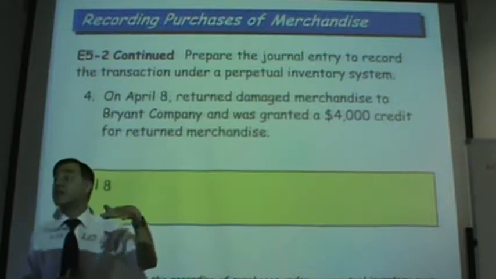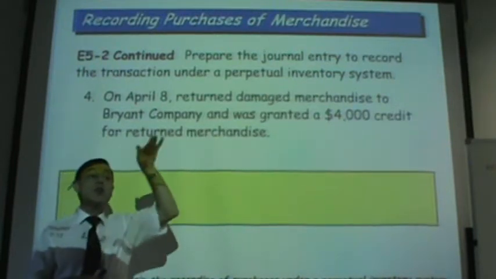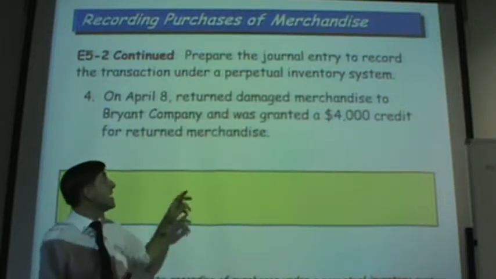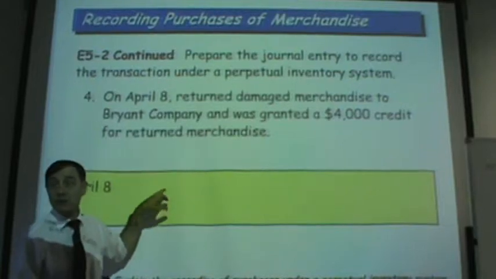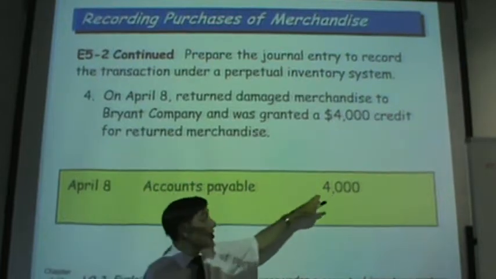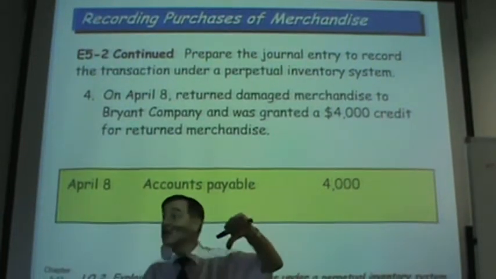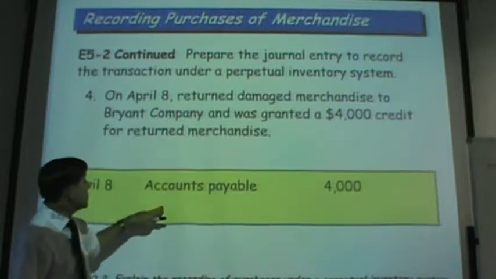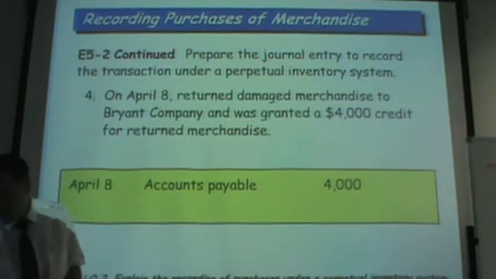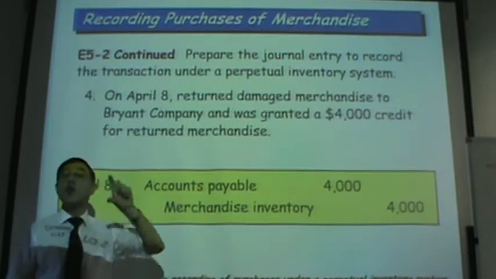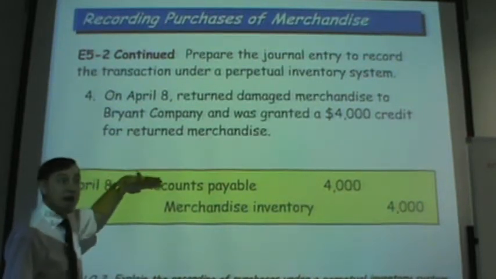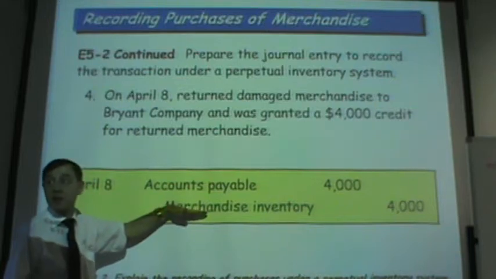now you're going to have debit account payable. So you will reduce the amount of account payable by 4,000. So debit account payable 4,000, reducing the amount of account payable, and you're also going to have credit merchandise inventory 4,000. So when we purchase, we say debit merchandise inventory, credit accounts payable.